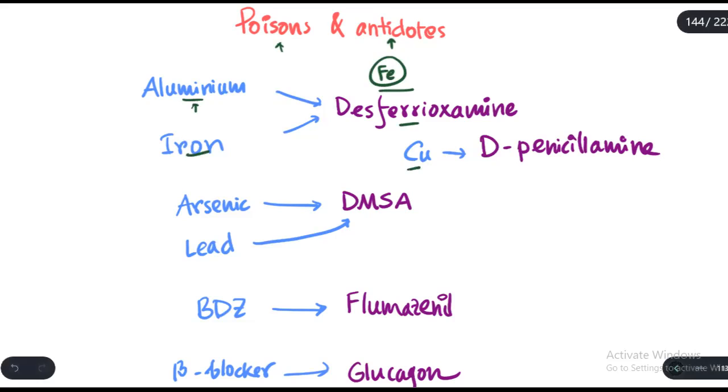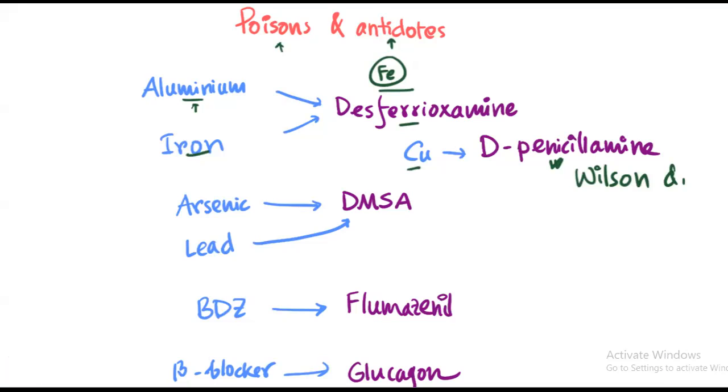For copper, you have D-penicillamine, and this drug is typically used in patients with Wilson disease. Then for arsenic and lead poisoning, we have DMSA. What is DMSA? DMSA is dimercaptosuccinic acid. That is DMSA, used for both arsenic poisoning and lead poisoning.